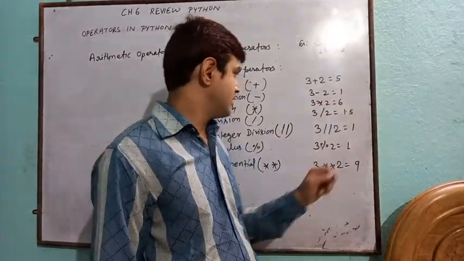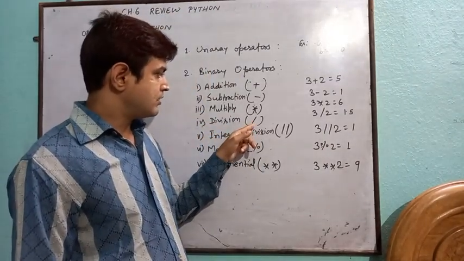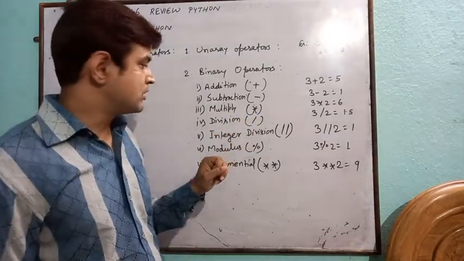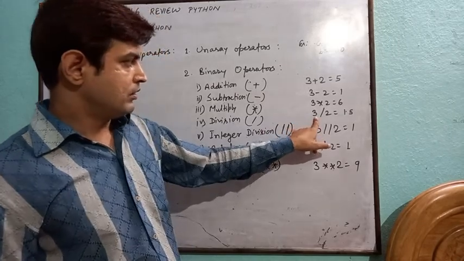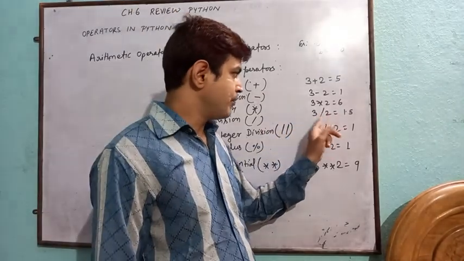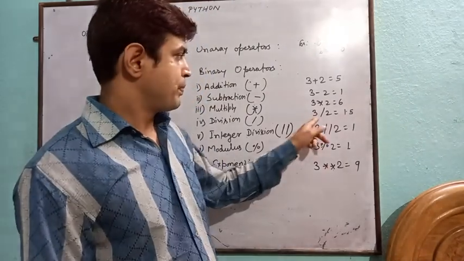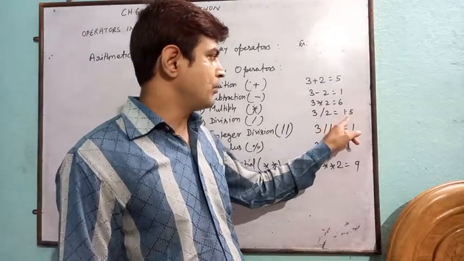Next, the division operator. Here the slash, forward slash, is used as the division operator. Suppose we do 3 divided by 2, it will give the quotient in decimal form. When we divide 3 by 2, the quotient will be 1.5.